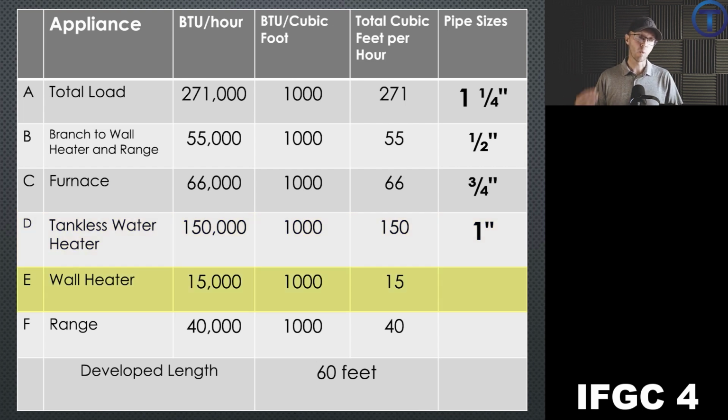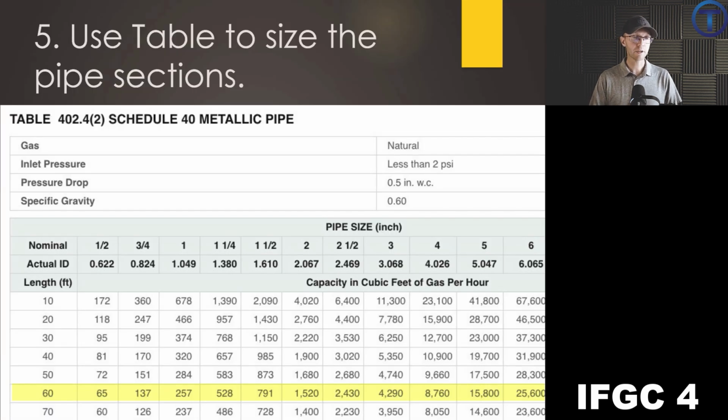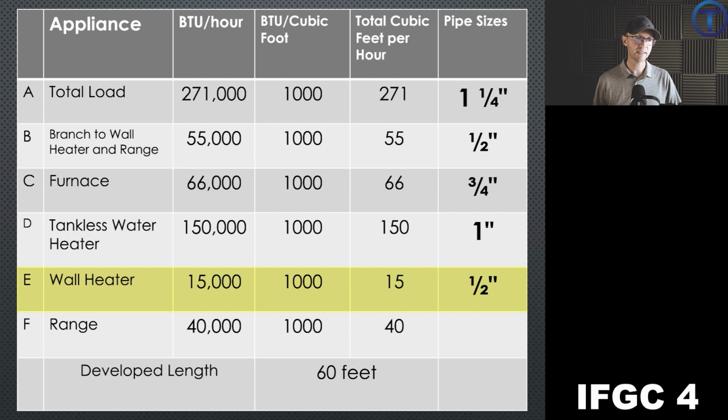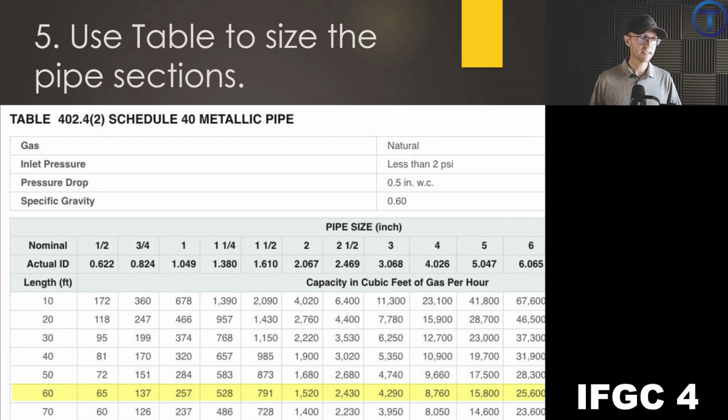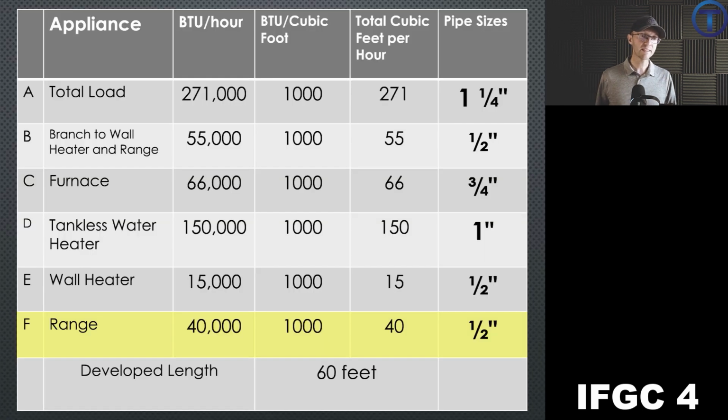All right, wall heater, 15. Taking that one across, I'm on my bottom line, 60 feet developed length. That's less than 65. Coming up to the top of that column, I've got 1/2 inch pipe. Kind of to be expected. And the range, 40 cubic feet per hour, same thing. I go to that line 60, come over, that's less than 65 cubic feet per hour, come up to the top, and I have 1/2 inch pipe. Put that on my table, and look at this.